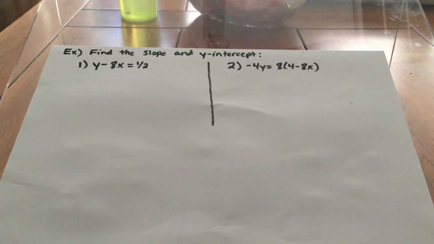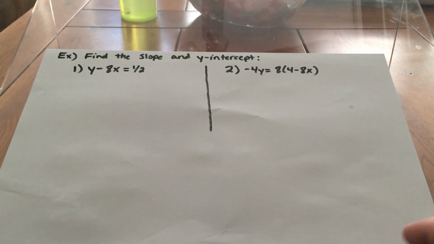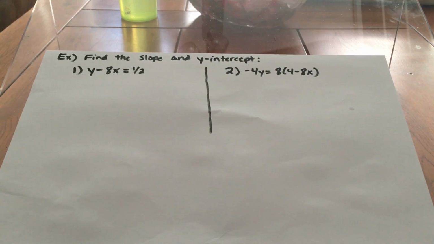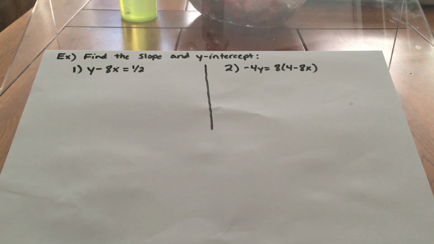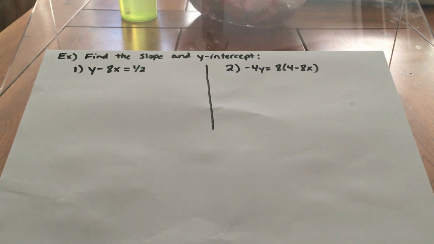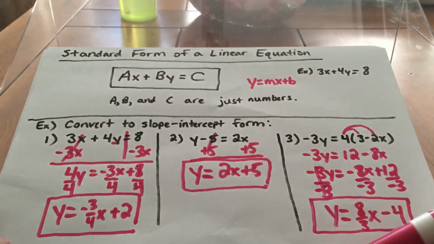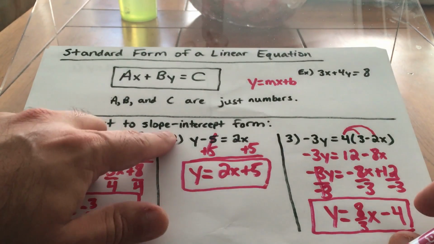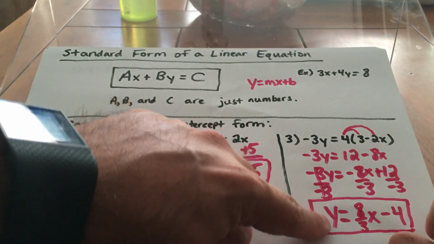Okay, so just a little add-on to the standard form. The goal here is going to be to get these equations into the slope-intercept form so that we can easily find the slope and the y-intercept. Notice if you looked at the previous example, the directions that we had here were simply to convert to slope-intercept form, which is what we did. That's why we ended there.